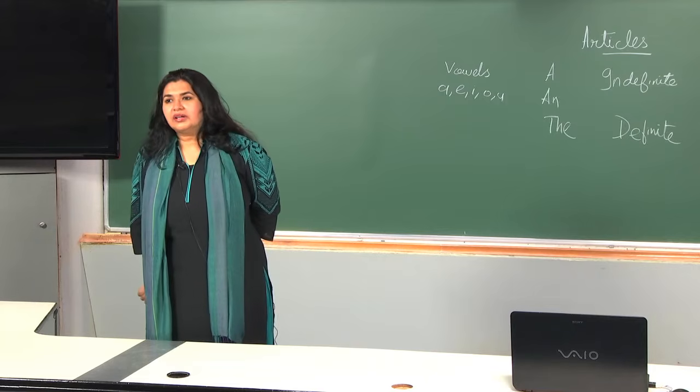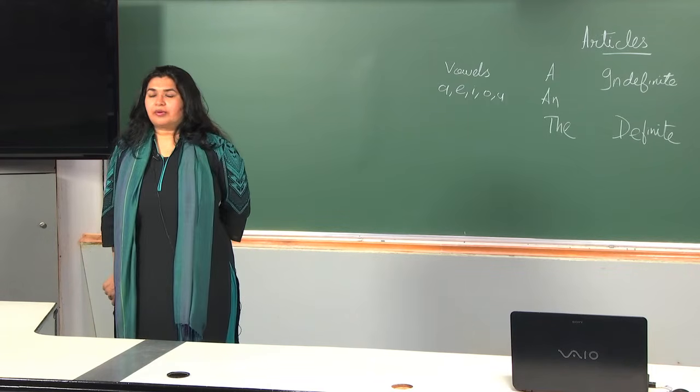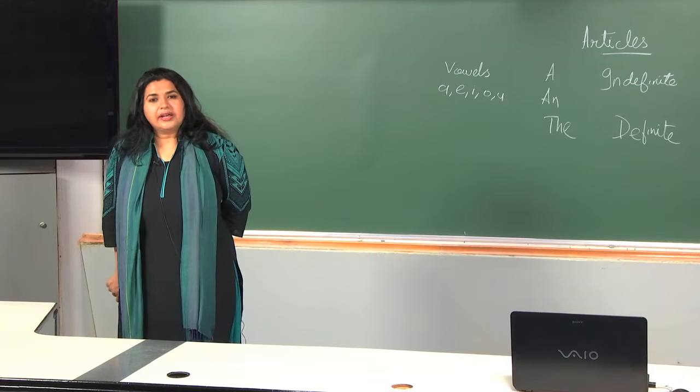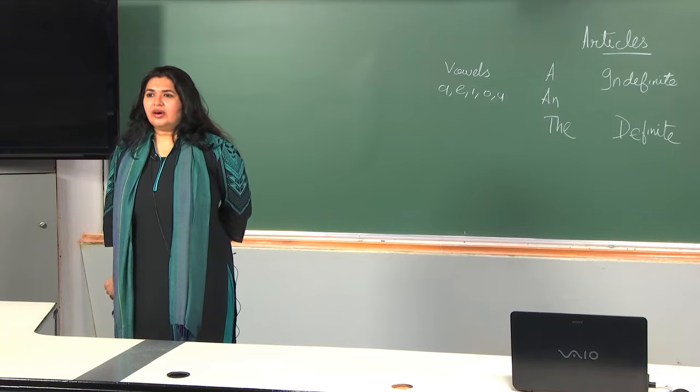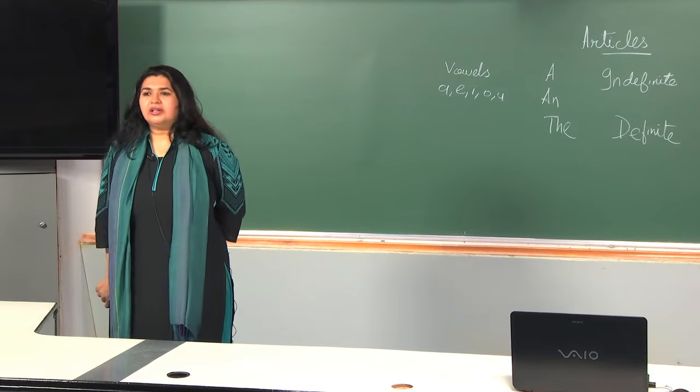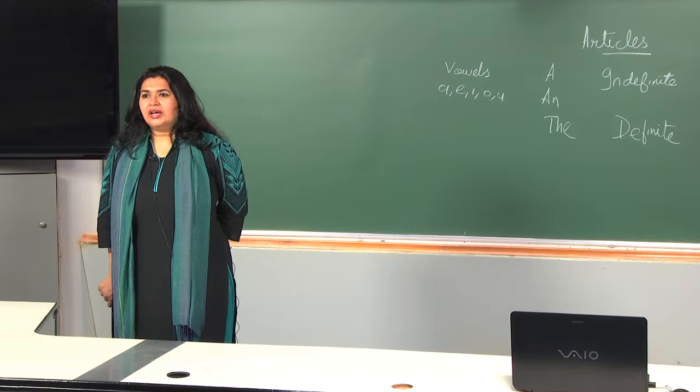When we use the indefinite articles, if the noun, as I already told you, comes after the article and begins with a vowel sound a, e, i, o, u, the appropriate indefinite article is an and not a. A vowel sound is a sound that is created by any vowel in the English language. So, remember a, e, i, o, u.